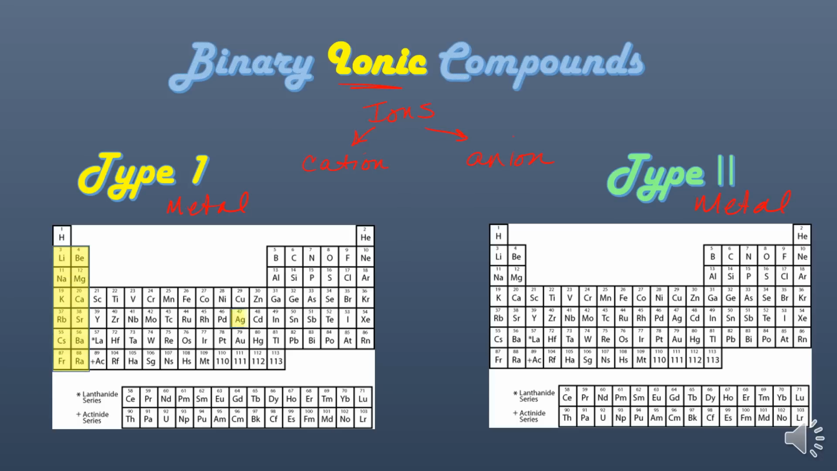So here's your type 1 metals. You should color those in. And there's your type 2 metals, and you should color those in.